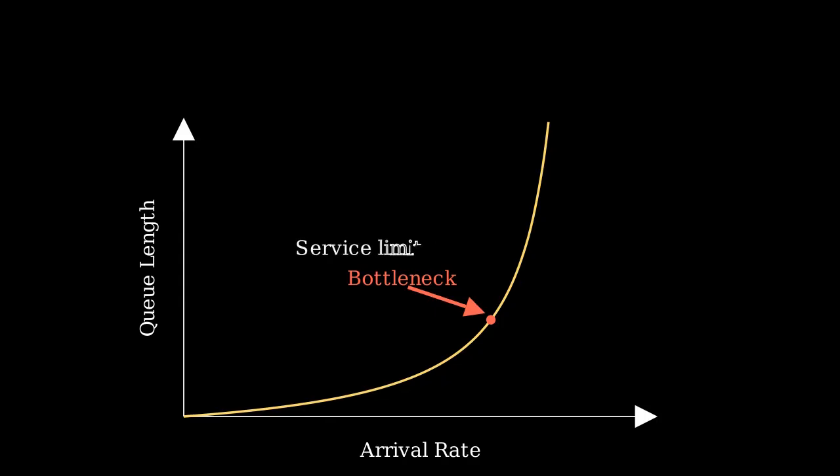Look at this graph showing the relationship between arrivals and queue length. Notice that as the arrival rate increases, the curve begins to spike sharply. That point is your bottleneck, where the incoming traffic exceeds your maximum service capacity. To keep things running smoothly, you must always match your system capacity to your incoming demand.